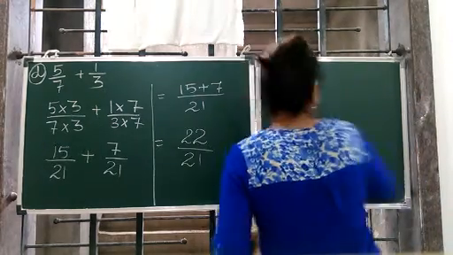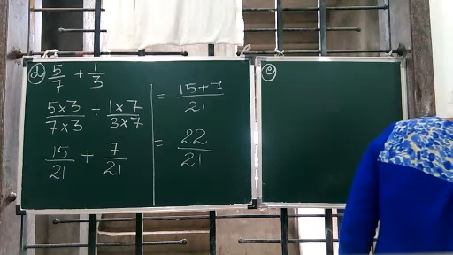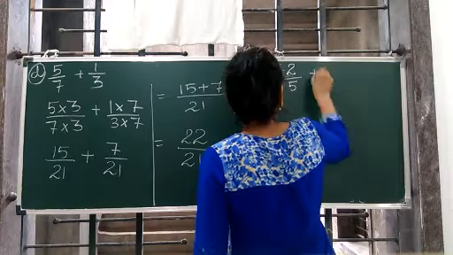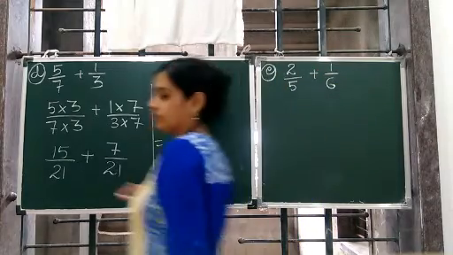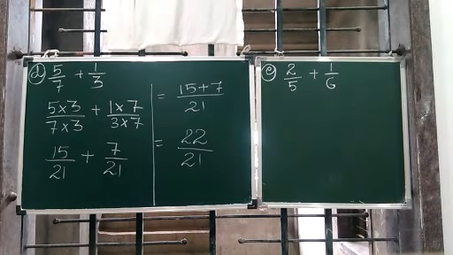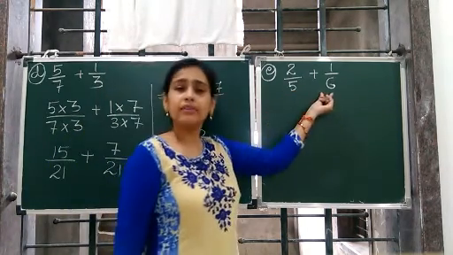What is your E, children? 2 by 5 plus 1 by 6. Now, again, denominators are not same. We need to make them same. Nothing is common between 5 and 6, correct? So what to do? Again, interchanging and multiplying, because numbers are very, very small.